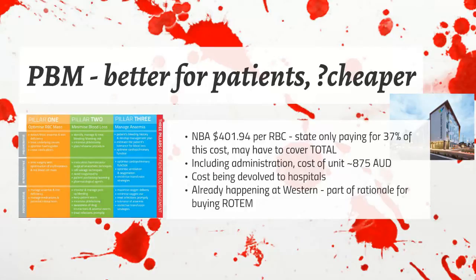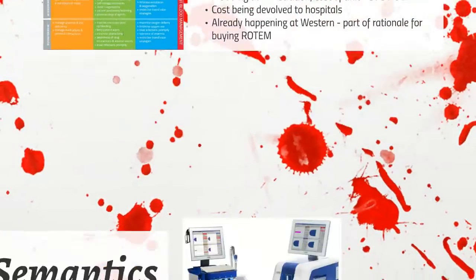It's already happened in places like Queensland, where you could argue they're more ROTEM friendly, and that might be why. In Victoria, it's happening already. There's a pilot program underway where the cost is being devolved to hospitals, and Western Health is part of that trial. So they use that potentially increased cost to justify, or partly justify, their purchase of a ROTEM.